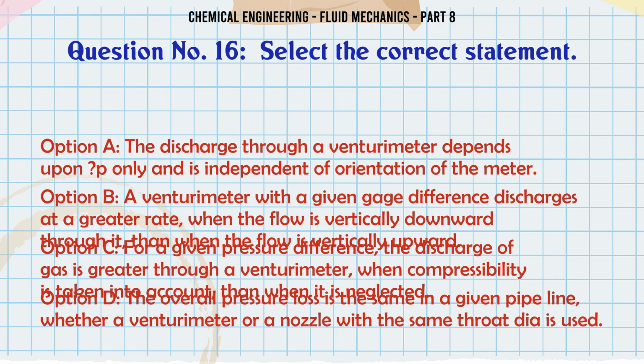B. A Vena-contracta with a given gauge difference discharges at a greater rate when the flow is vertically downward through it than when the flow is vertically upward. C. For a given pressure difference, the discharge of gas is greater through a Vena-contracta when compressibility is taken into account than when it is neglected. D. The overall pressure loss is the same in a given pipeline whether a Vena-contracta or a nozzle with the same throat dia is used.